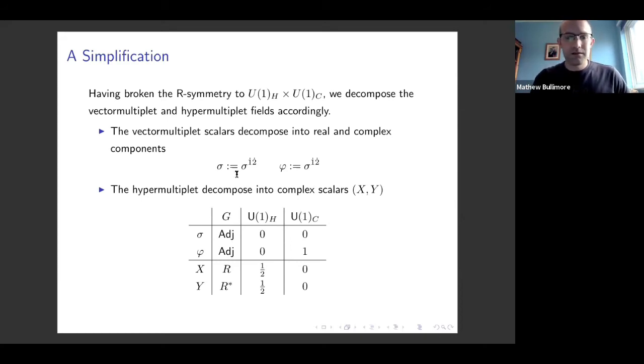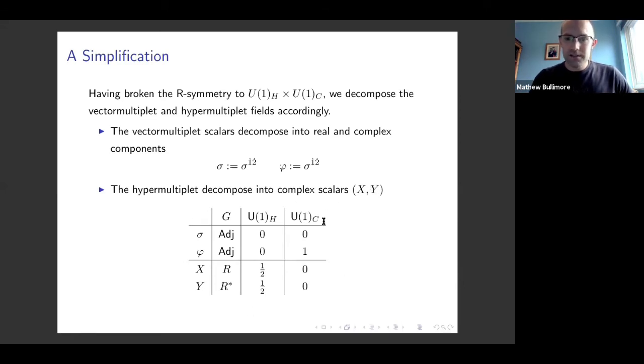So in particular, that's fairly straightforward to do. If we look at the vector multiplet scalars, there are 3 of them, and we're just going to decompose them here into a real and a complex piece. The real piece I call sigma, and the complex part I call phi. And in components, they're like this. That second one should be 1 dot, 1 dot, sorry about that. And then the hypermultiplet scalars, they just decompose into a pair of complex scalars, x and y, which are the same ones that I discussed in yesterday's lecture.